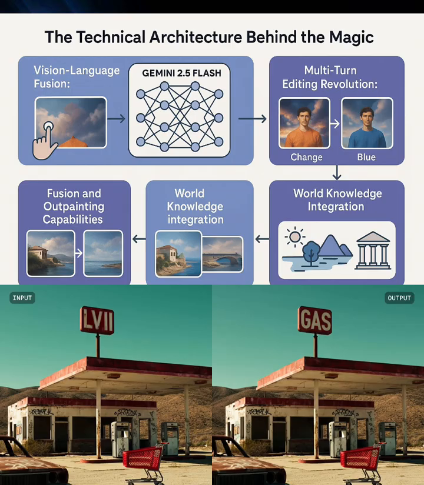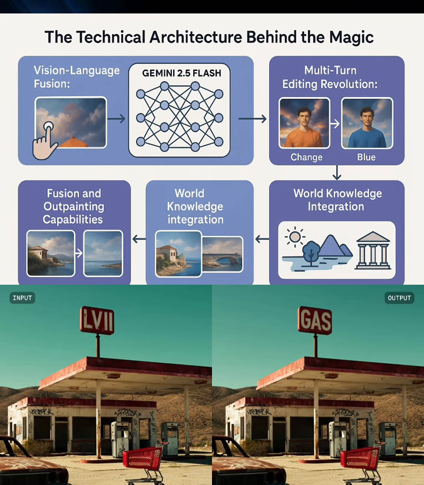World knowledge integration. Powered by Gemini's vast understanding of the world, the model brings contextual intelligence to every edit. It knows that shadows should shift when you move a light source, that water reflections need to match the objects above them, and that architectural elements should follow realistic proportions.